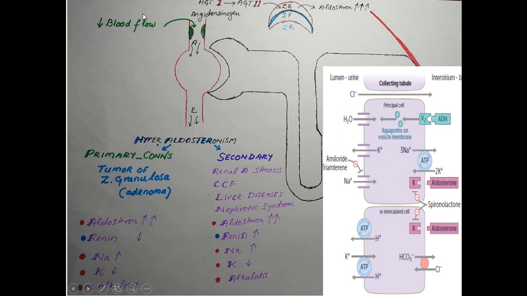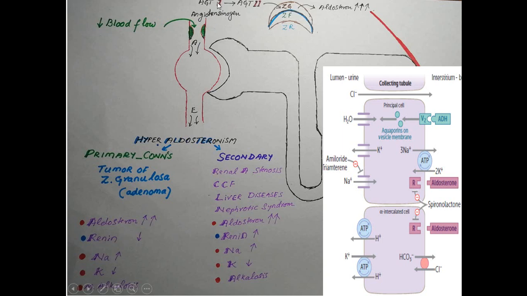So whenever there is less blood flow, a decrease in blood flow, the kidneys are going to produce angiotensin 2. Although the angiotensinogen is coming from the liver, and renin is coming from your juxtaglomerular apparatus, renin is going to convert angiotensinogen into angiotensin 1.